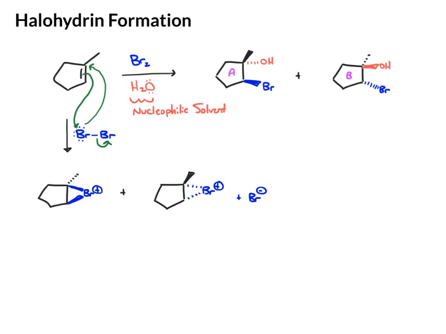Now, what we did previously was we would then take this bromide as a nucleophile and add it to the bromonium ion and open that up. The difference now is we have this nucleophilic solvent. And relative to this bromide ion, there's a bunch of solvent. There's a ton of solvent that completely overwhelms the reaction.